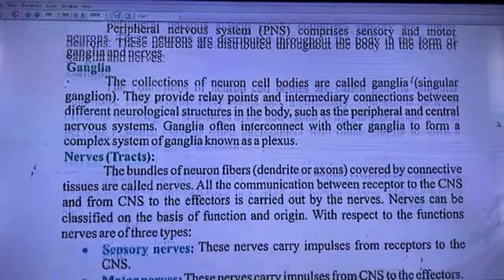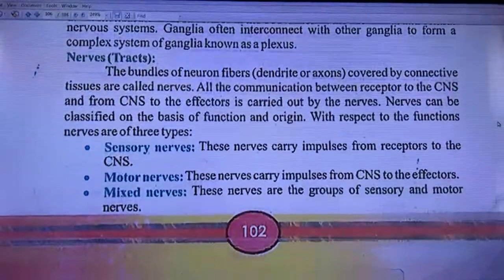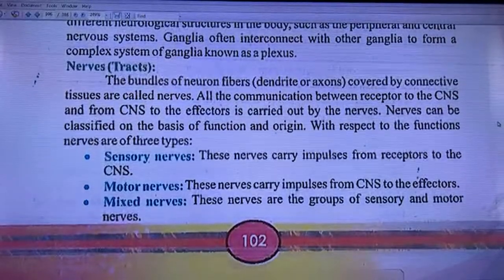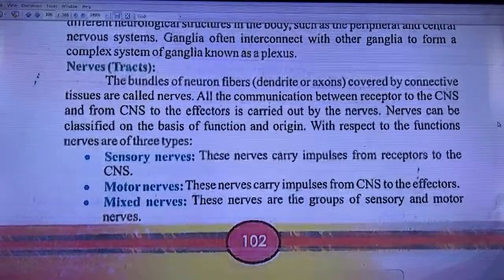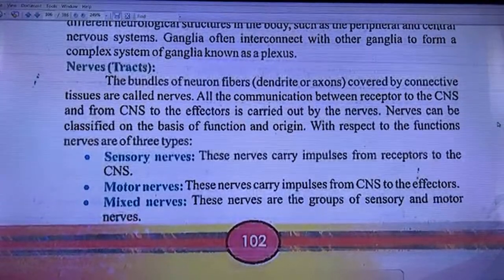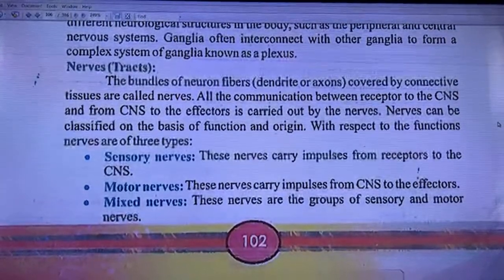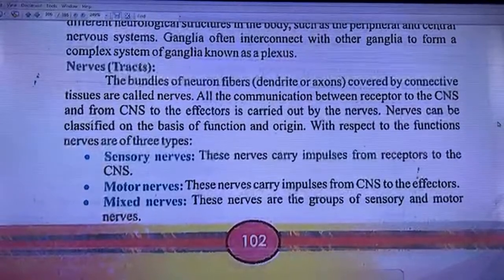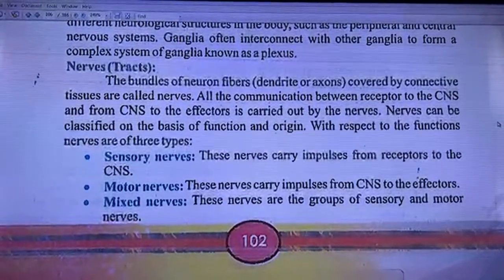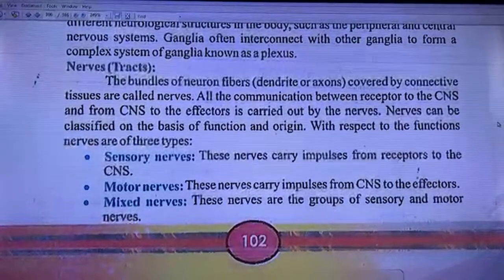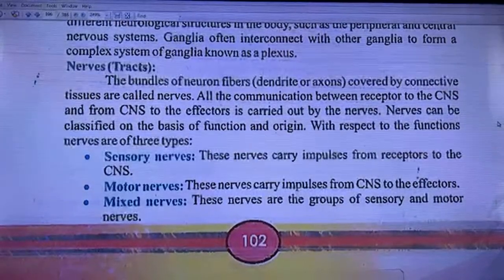Nervous tracts. The bundles of neuron fibers, dendrites and axons covered by connective tissues are called nerves. All the communication between receptors and the nervous system, and from the central nervous system to the effectors, is carried out by nerves. Nerves can be classified on the basis of function and origin.